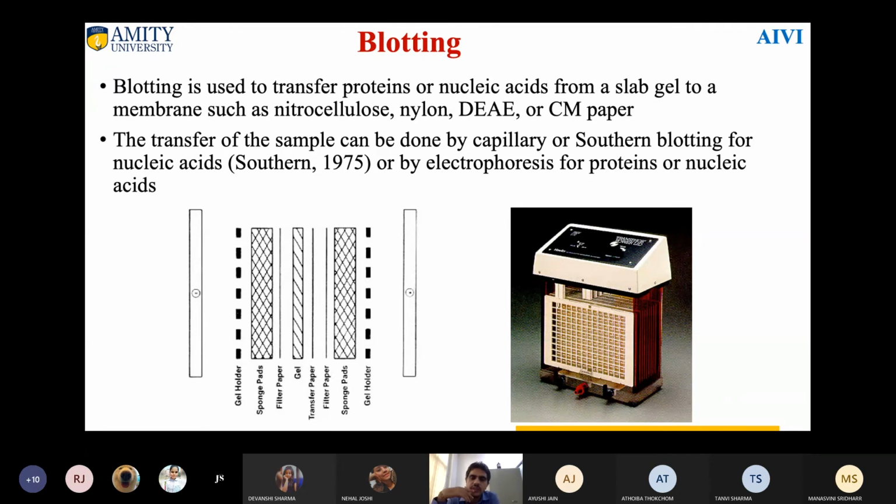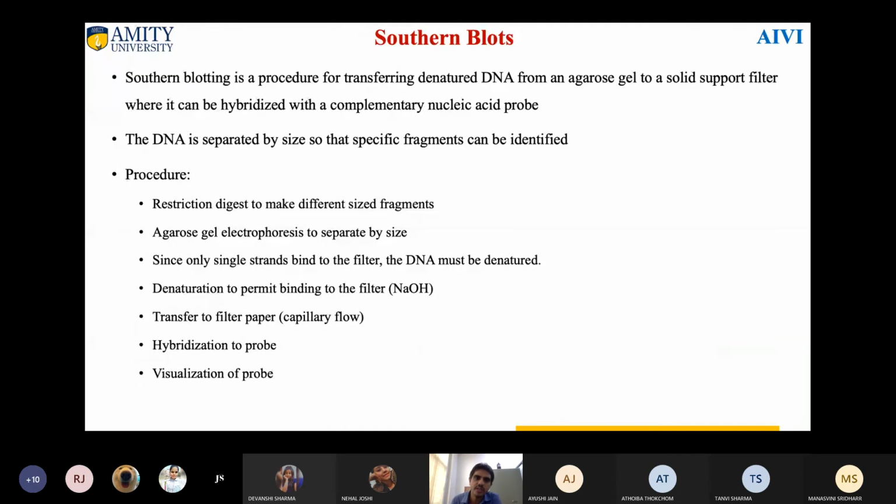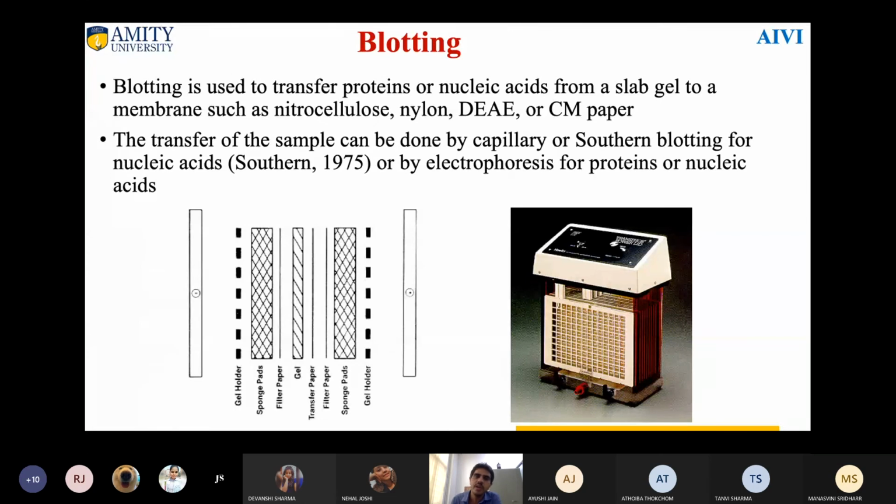So all these we will talk about in detail in our next class, how these things are performed and what different types of membrane are used. Mainly you are going to utilize 3-4 types of membrane: a nitrocellulose membrane, a nylon membrane, a DEAE membrane, and CM paper, also called the PVDF membrane. We utilize all of these, and all have merits and demerits. In detail we'll talk about it in our next class.